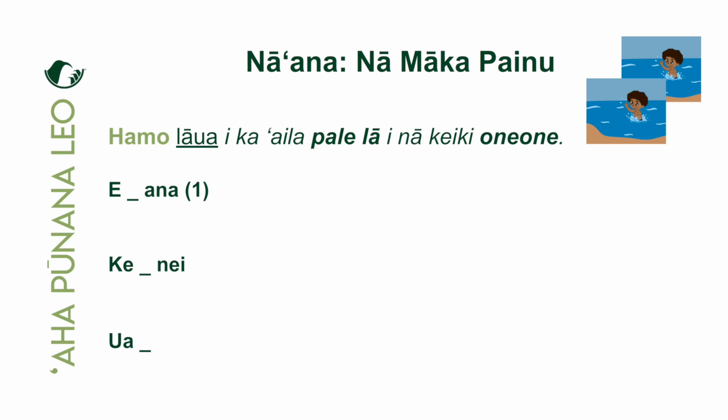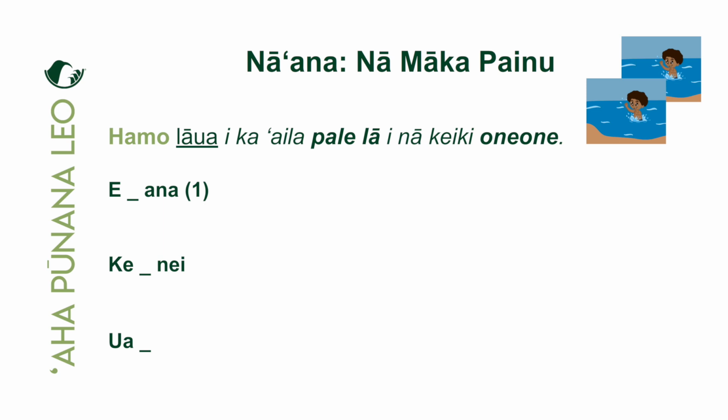All right. So with that said, hamo laua ika aila palela ina keiki one one. Okay, so laua again being they two, which is most likely the makua. What are they rubbing? Ika aila palela, or the sunscreen, on who? Ina keiki one one. They're not just the children, but they're sandy children, right? We were adding the kāhulu one one to describe the keiki. All right, mai kai. So all we need to do now is add in our māka painu.